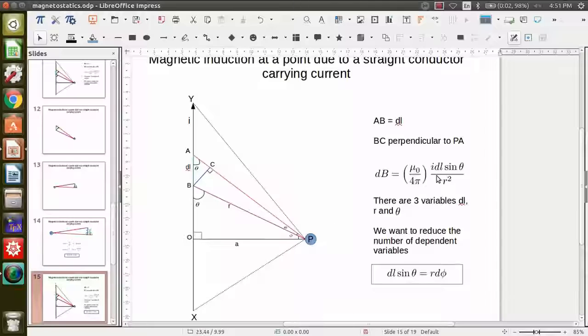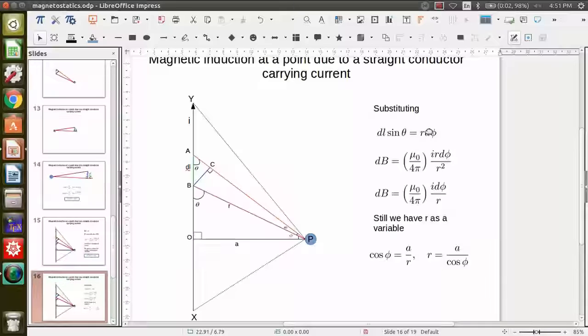Now we just substitute that over here. We have this, previously we had this, and now we have defined dl sine theta in terms of r d phi. Now we have reduced the number of dependent variables. Now after substituting, what will we get? dl sine theta as r d phi, so i r d phi by r squared. This r will cancel out. So now we are still left with two variables, one is phi and another one is r. So still we have r and phi.